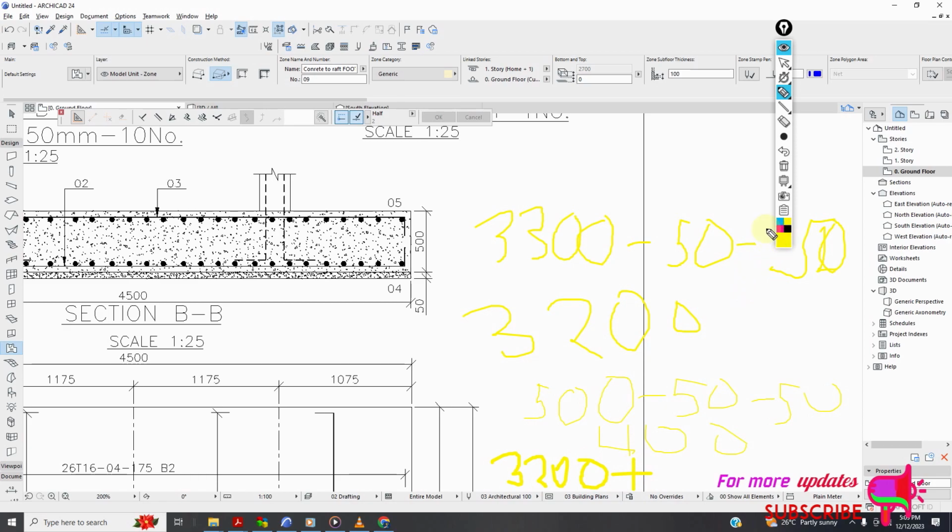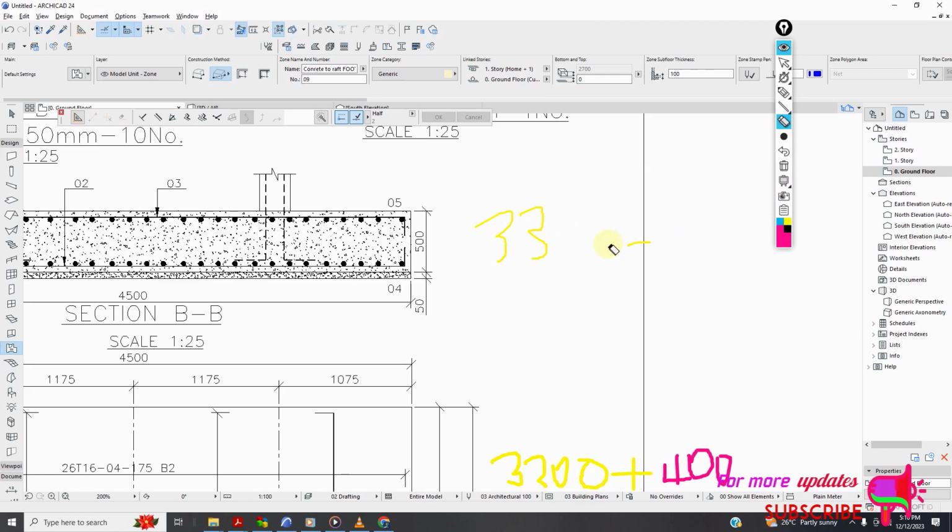plus now this 400, which will be now equals to 3600 millimeter. That is the length of this vase. So that will be the 600.